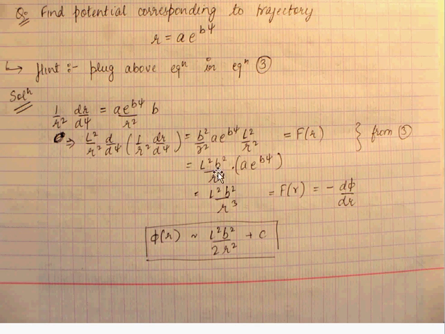Now you just need to integrate it to obtain phi of r as L square B square over 2R square plus C, where C is the constant of integration, right?